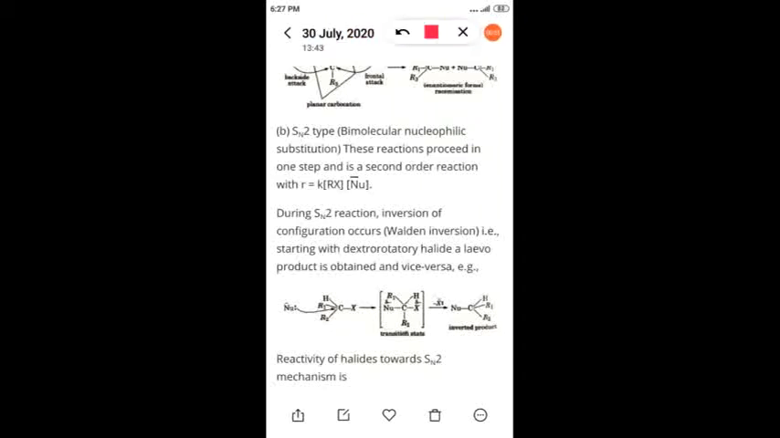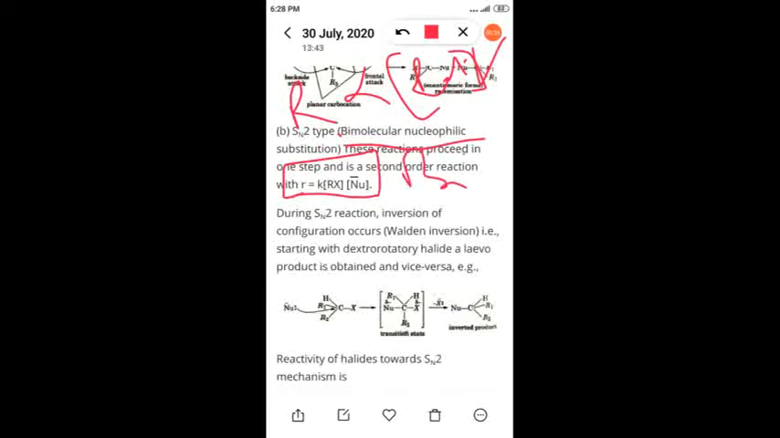Now, in case of SN2 reaction, that is bimolecular nucleophilic substitution, the rate is directly proportional to the concentration of the reactant. So here the reactants are two, that is bimolecular. During SN2 reaction, there is an inversion. Inversion means attack of the nucleophile on the opposite side.